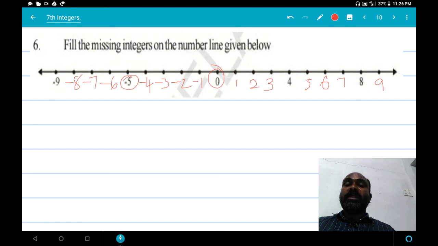Fill the missing integers on the number line given below. The integers already given are minus 9, minus 5, 0, 4 and 8. So the missing integers are minus 8, minus 7, minus 6, minus 4, minus 3, minus 2, minus 1, 1, 2, 3, 5, 6, 7 and 9.